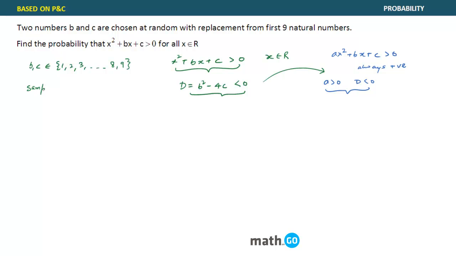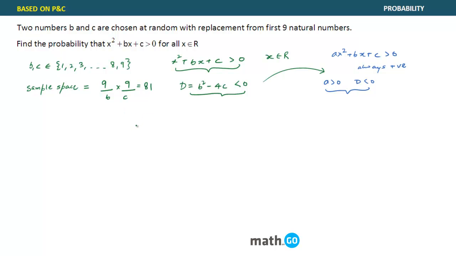First of all, let's talk about the sample space. We forgot to talk about it. How many numbers are to be selected? Two numbers, b and c. What are the options for b? 9 options. And it is said that b and c are chosen with replacement. So if you choose b as 3, you pick it and then put 3 back in the bag. Then you select c. Again for c, how many options are there? 9. So the sample space is 81.